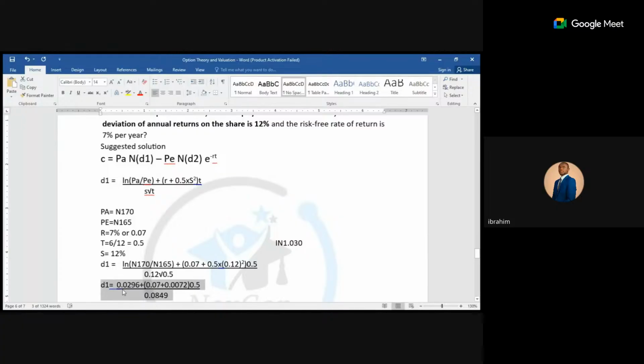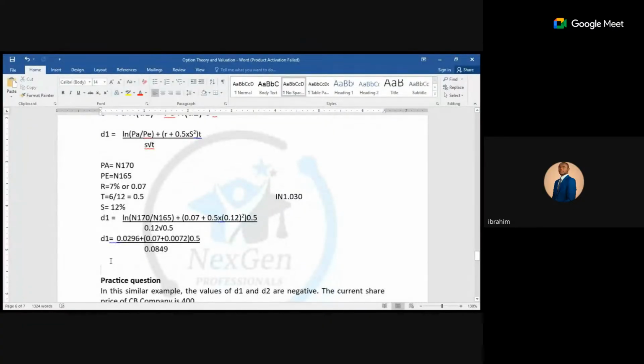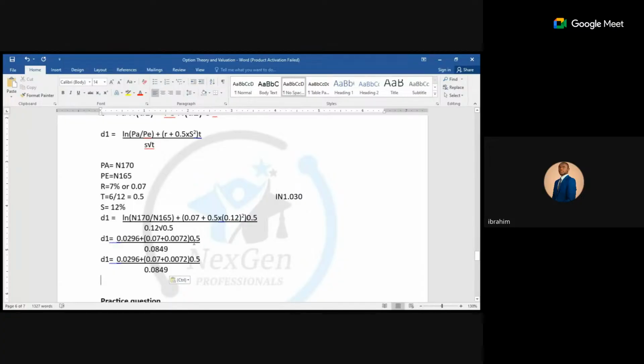So our D1, we may need to stop here. Then we'll continue on Wednesday, right? So when you add these two together, then multiply by 0.5, what do you have? 0.0386.